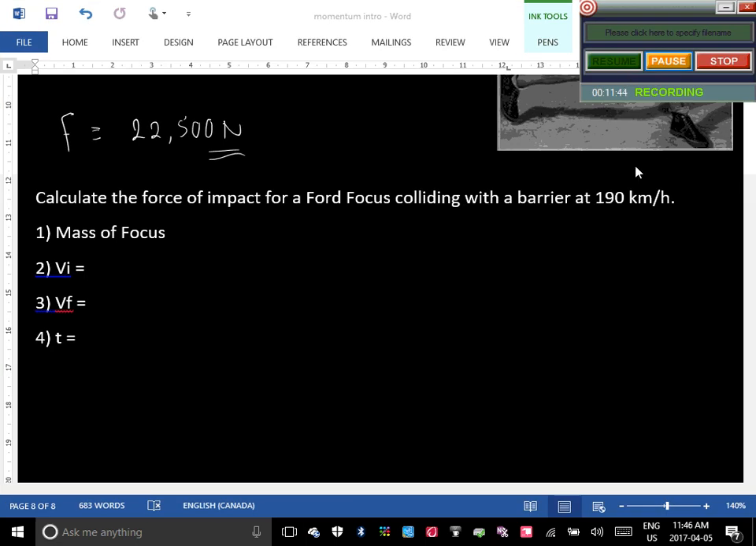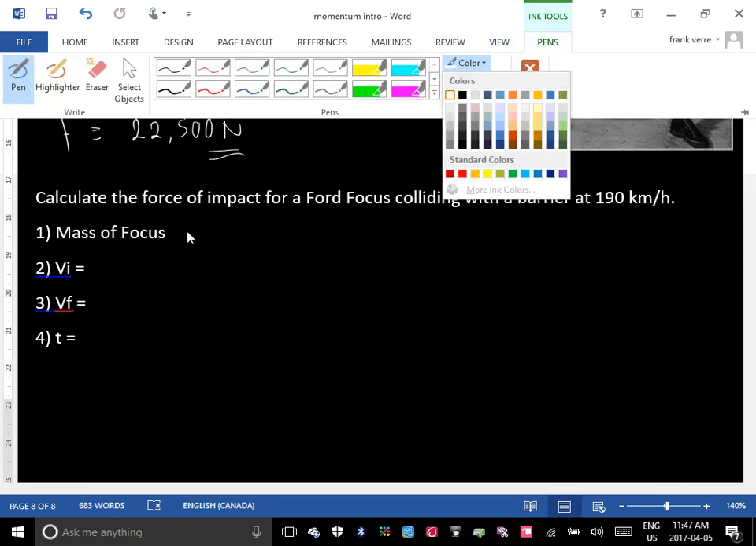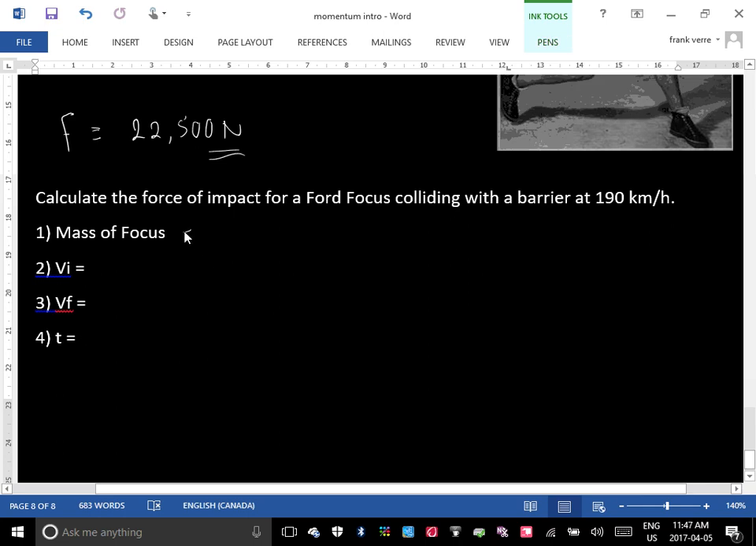Okay, so we're going to calculate the force of impact of a Ford Focus hitting a wall, a barrier, at 190 kilometers per hour. You said the mass of the Focus is about 1,600 kilograms? Okay, so we're going to start with putting in our data. So the mass of the Focus, we'll just say it's about 1,600 kilograms. Okay. Now we're going to convert this to meters per second. So remember, divide by 3.6. So what is that as an initial speed?